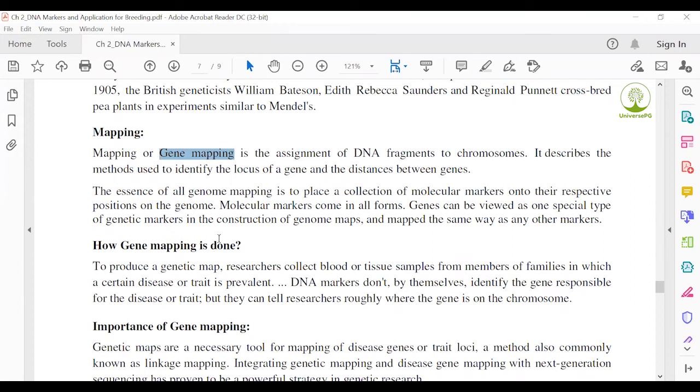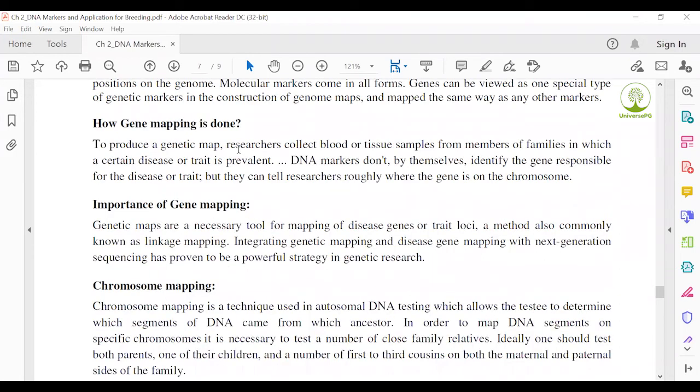How is gene mapping done? To produce a genetic map, researchers collect a blood or tissue sample from members of the families in which a certain disease or trait is prevalent. DNA markers don't by themselves identify the gene responsible for the disease or trait, but they can tell researchers roughly where the gene is on the chromosome, which gene is found in which chromosome, the distance from one gene to another gene, and which locus of the gene it is found at.